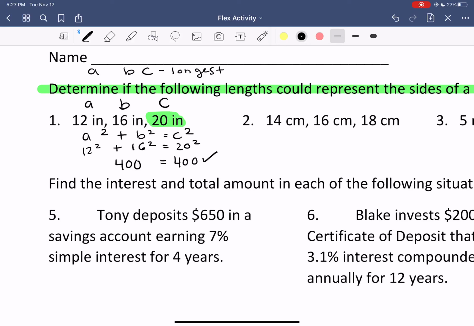Remember, 12 squared was 144 and 16 squared was 256, and that's where I got this 400, so I skipped over that.